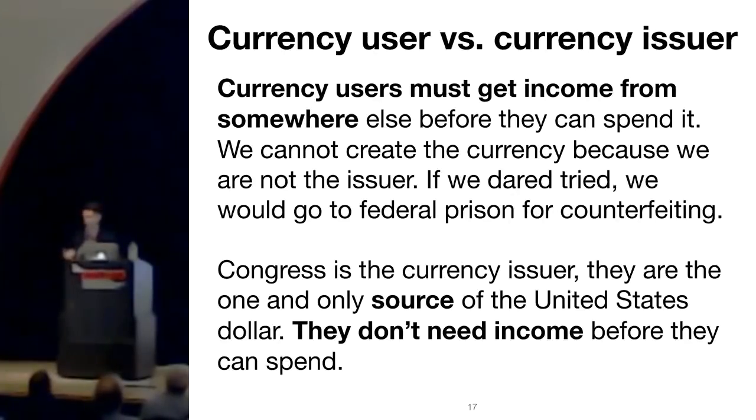So currency users must get income in the United States dollar from somewhere, something, or someone else. We must get income before we can spend. Because we are not allowed to create the currency, and if we tried to do so, we would go to federal prison for counterfeiting. Congress, however, is the currency issuer. They are the one and only source of the United States dollar. They don't need income before they can spend.